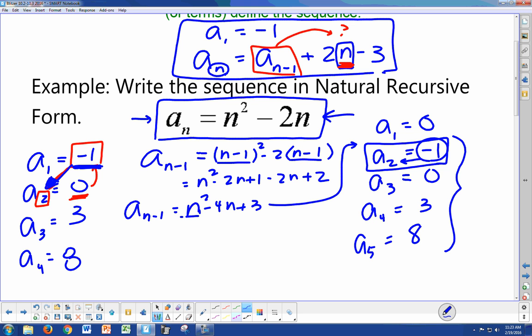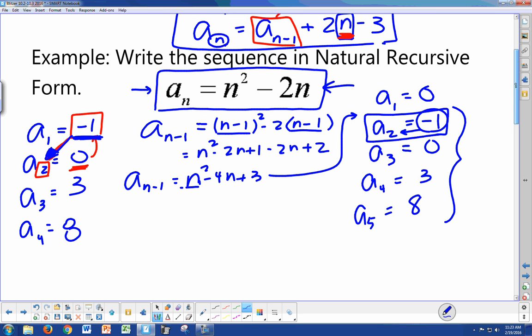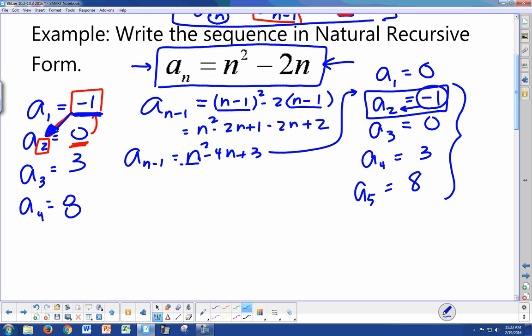And that, of course, you learned in Algebra 2. The way that you turn a function around and turn the y's into x's is to take the inverse. So we're going to take the inverse of this. It's not that hard to do. We're just going to solve for n. So it's going to be n squared minus 4n is equal to a sub n minus 1 minus 3.